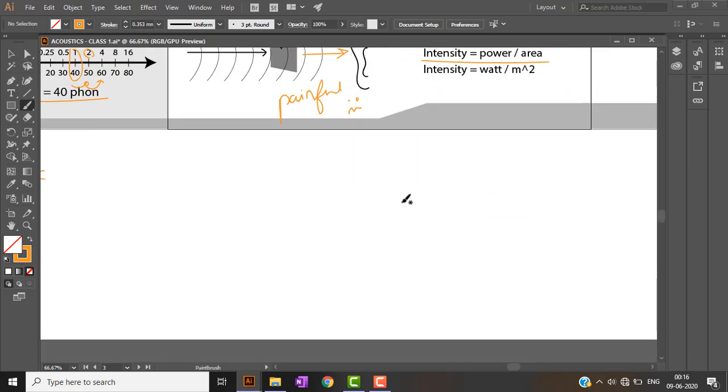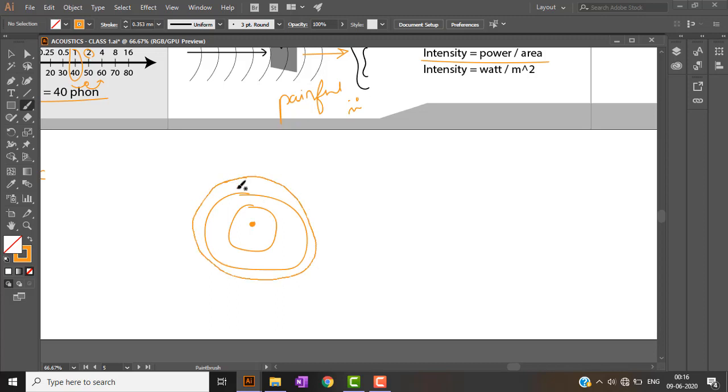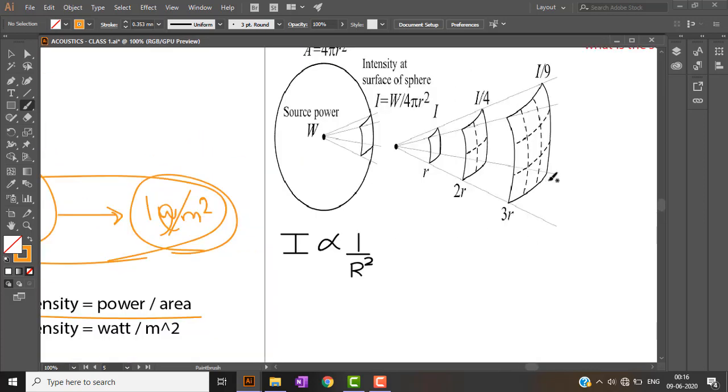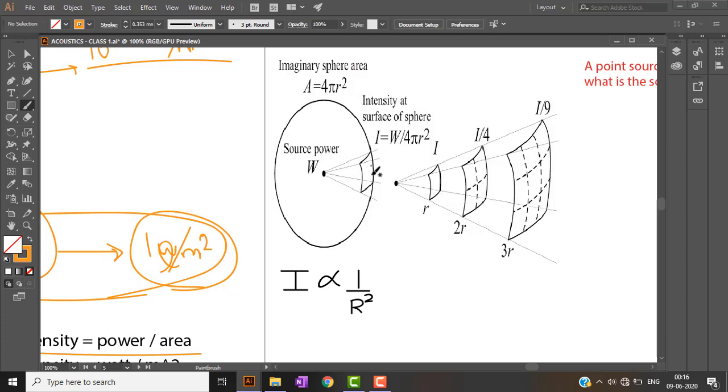To understand it better, consider a sound source, a point source. Consider an ambulance siren. Whenever an ambulance siren rings, it spreads sound in all directions, which means this point source acts as a sphere. So it releases sound in all directions.